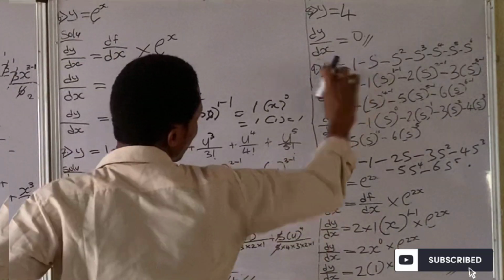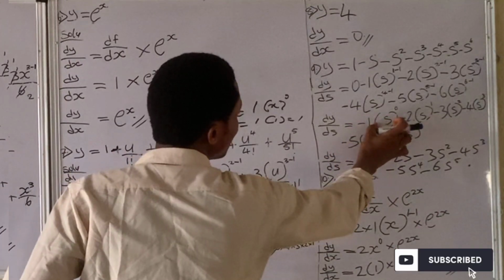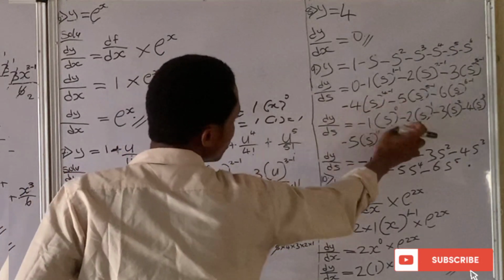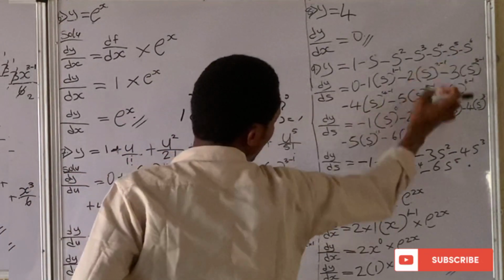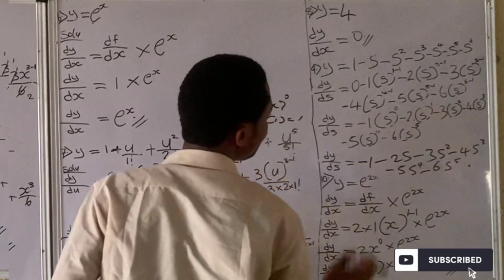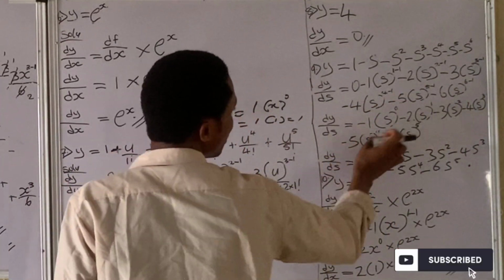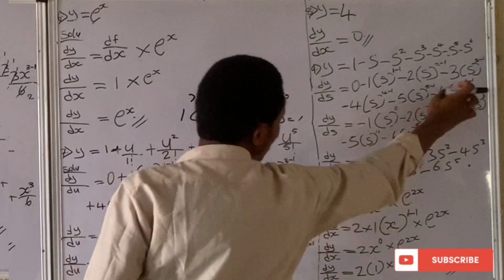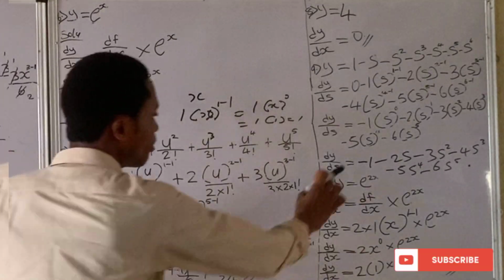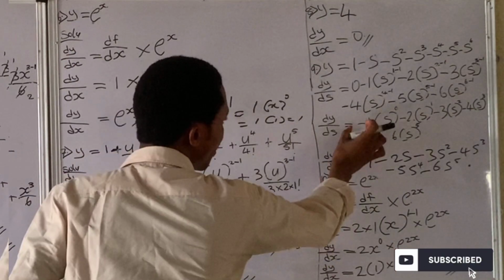dy/dx equals, this 0 is already out of the equation, because 0 is nothing. Minus 1, and 1 minus 1 gives you 0. That's how we got 0 here. So, minus 1, x raised to the power 0, plus 2, 2 minus 1 will give you 1, minus 3, 3 minus 1 will give you 2, minus 4x, 4 minus 1 will give you 3, minus 5x, 5 minus 1 will give you 4, minus 6x, 6 minus 1 will give you 5. That is it.